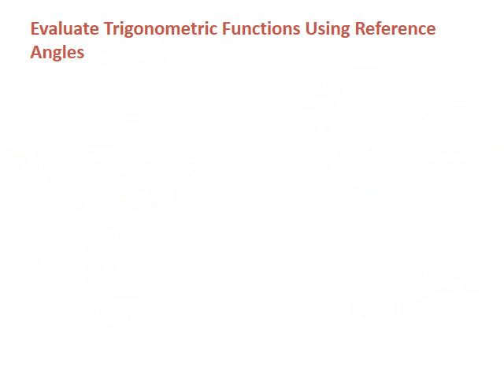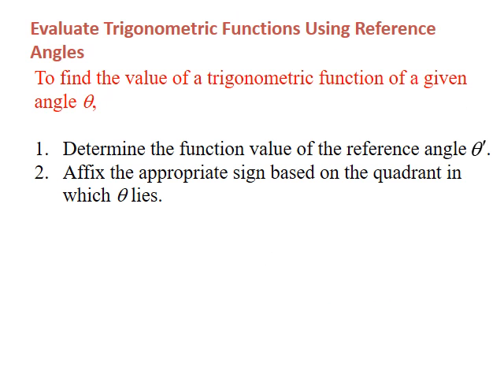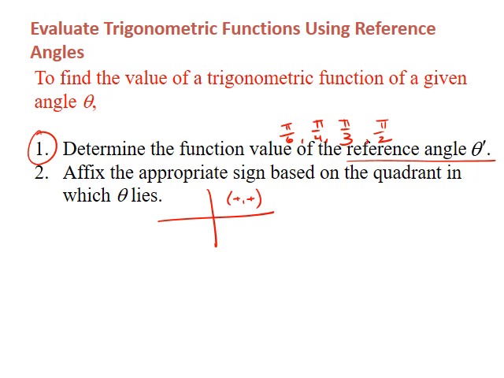Now here's what I was just saying. To find the value of any trig function given some angle theta, what I want to do first is figure out the reference angle. In other words, is it a multiple of pi over 6, pi over 4, pi over 3, sometimes pi over 2? Once you know what its reference angle is, then figure out the quadrant that the angle is in and assign the necessary sign to it.